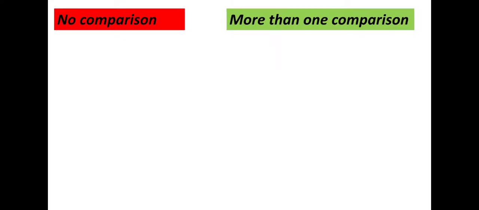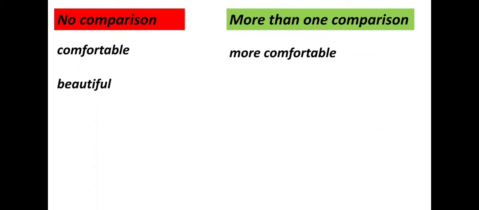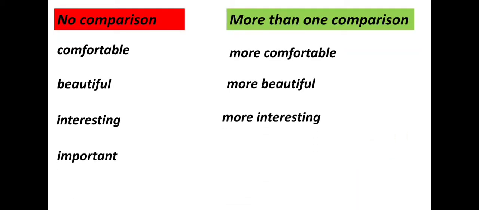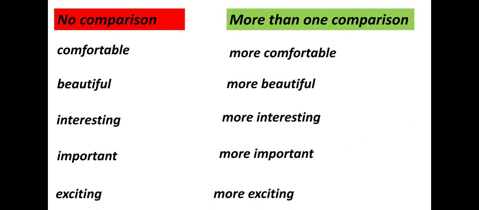Now let's look at some of the words for which we cannot add er to it. So in that case, we will have to add more before the word. Comfortable will become more comfortable. Beautiful will become more beautiful. Interesting will become more interesting. Important will become more important. Exciting will become more exciting.